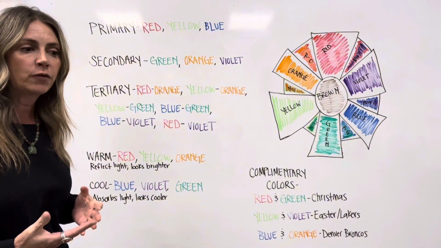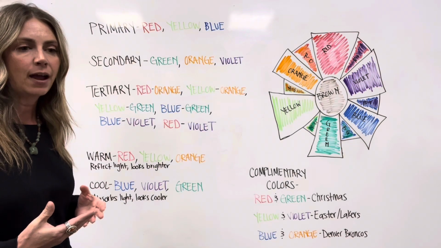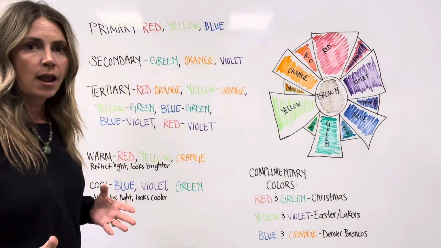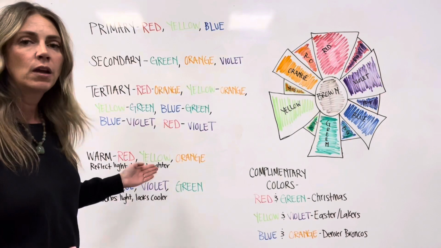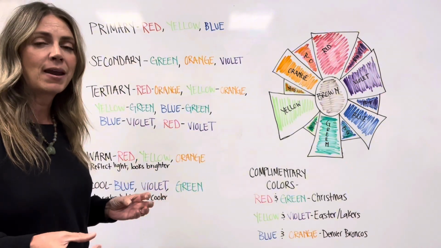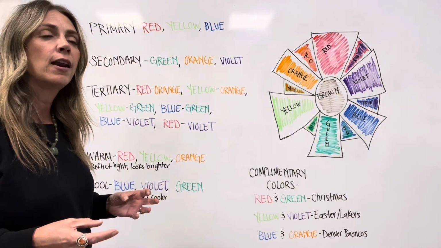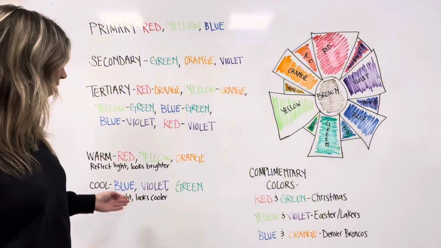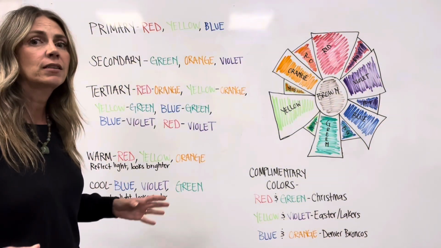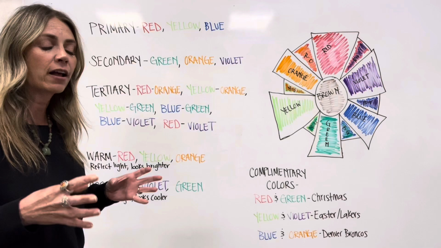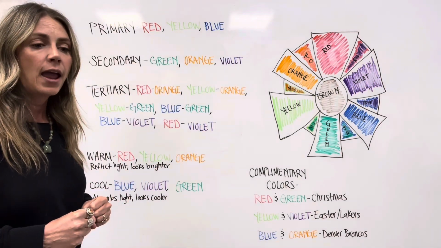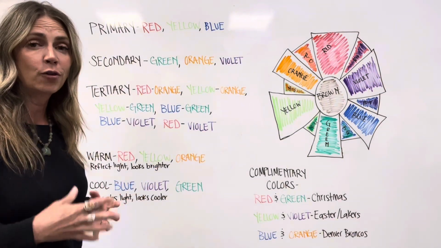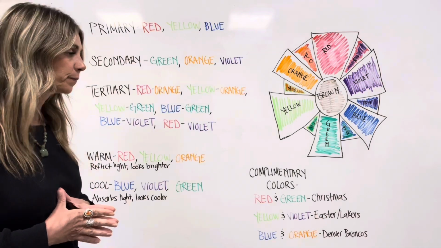So for instance, if you have somebody who has black hair, and you add red to it, it's going to lighten it up a little bit and make it look a little bit warmer and brighter. But if you add blue to it, then it's going to absorb the light and make that black look very, very dark, and make it look darker than it truly is.